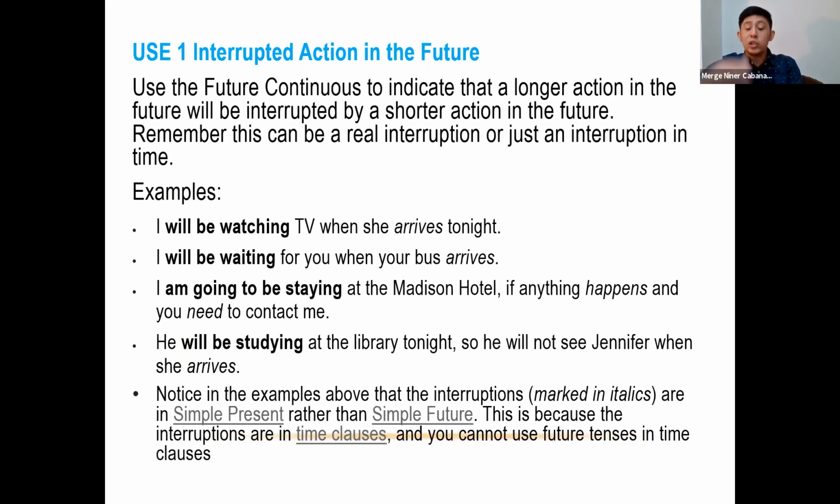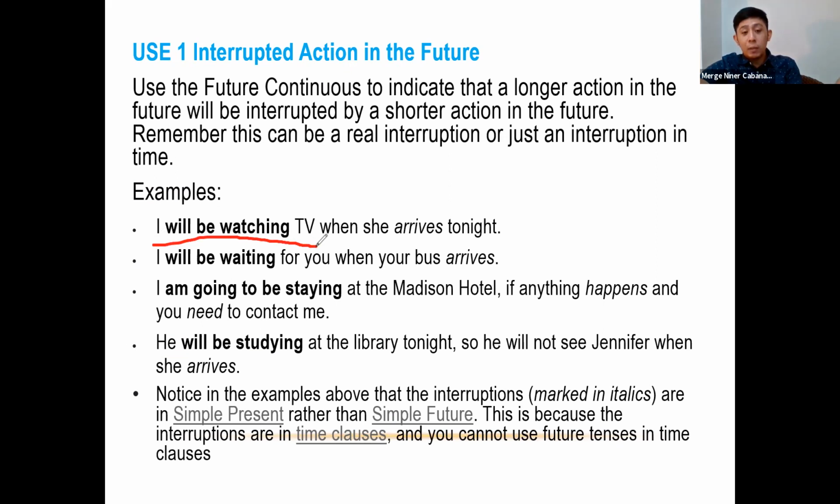Interrupted action in the future. Yes, there's also an interruption. Guys, this is the crazy part about the future tense because something is not yet happening and yet the person anticipates that there is an interruption. I will be watching TV when she arrives tonight. Let me explain this to you. Again, sa madaling salita, hindi pa ito nangyayari, okay? I will be watching TV when she arrives tonight. I will be watching TV.